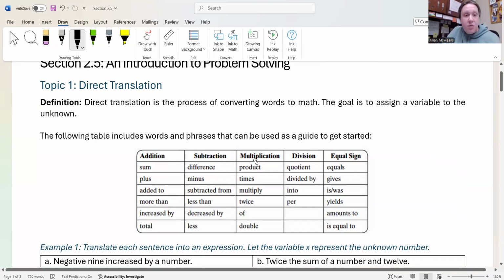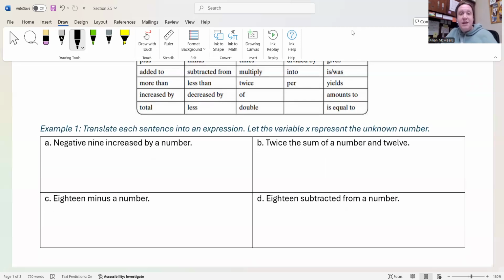Okay. So example one, it says translate each sentence into an expression. Let the variable x represent the unknown number. So we've done stuff similar to this already in previous videos. We're just going to practice it again. We're going to look at example one and then example two for this video.